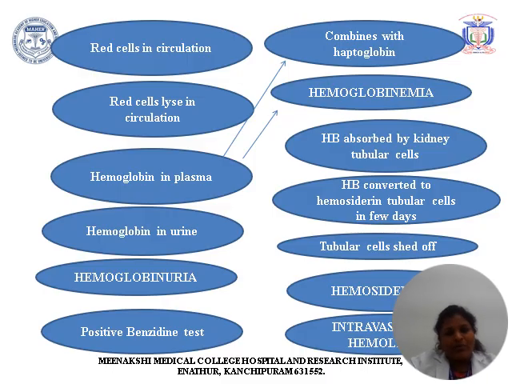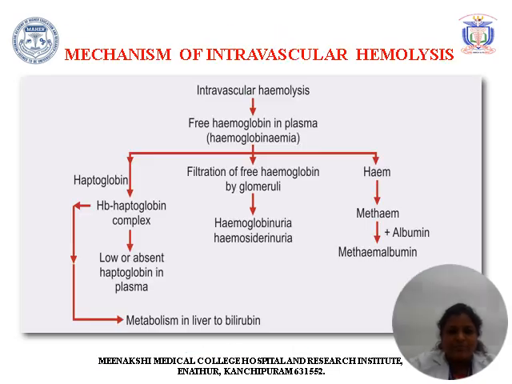Hemoglobin can be absorbed by the kidney through the tubular cells, and the hemoglobin is converted to hemosiderin in the tubular cells in a few days, and then the tubular cells shed off, resulting in hemosiderinuria. So hemoglobinuria and hemosiderinuria are the features of intravascular hemolysis.